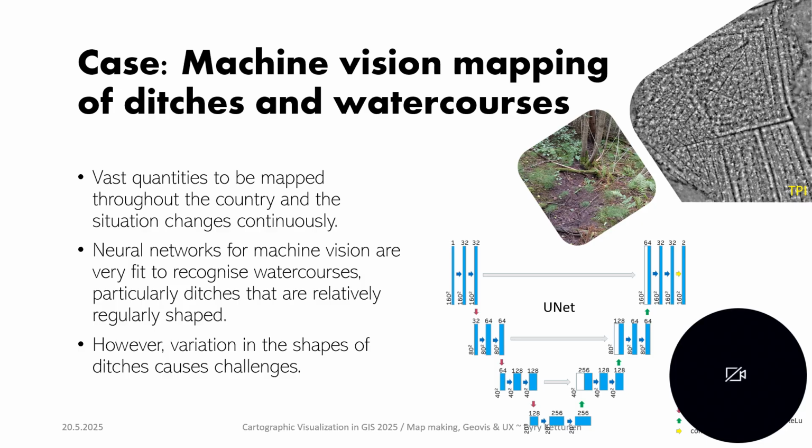There are also other features that have been extracted using these neural networks. In this case, mainly we have used this UNet architecture, which is very common for these machine vision tasks. And this allows to map really efficiently different features, like these ditches all around the world. Well, yeah, all around the world, but firsthand in the country, in Finland.